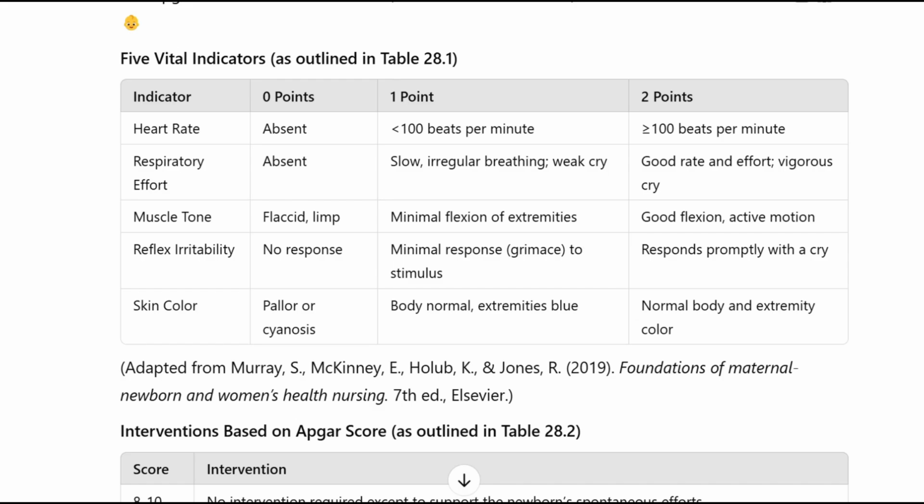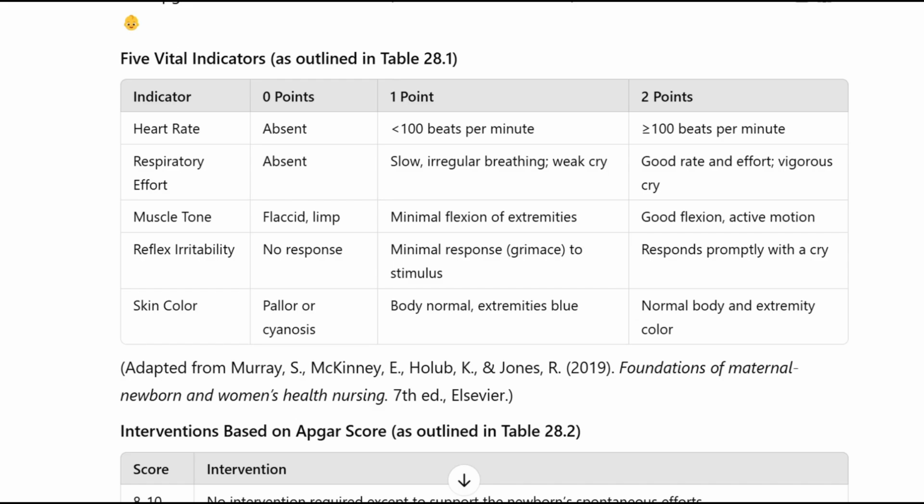Heart rate: absent, below 100 beats per minute, above 100 beats per minute. Respiratory effort: absent; slow, irregular breathing, weak cry; good rate and effort, vigorous cry. Muscle tone: flaccid, limp; minimal flexion of extremities; good flexion, active motion. Reflex irritability: no response; minimal response to stimulus; responds promptly with a cry. Skin color: pallor or cyanosis; body normal, extremities blue; normal body and extremity color.